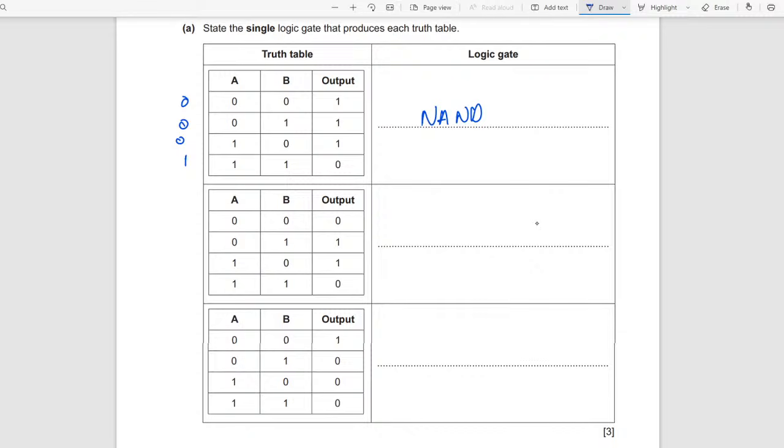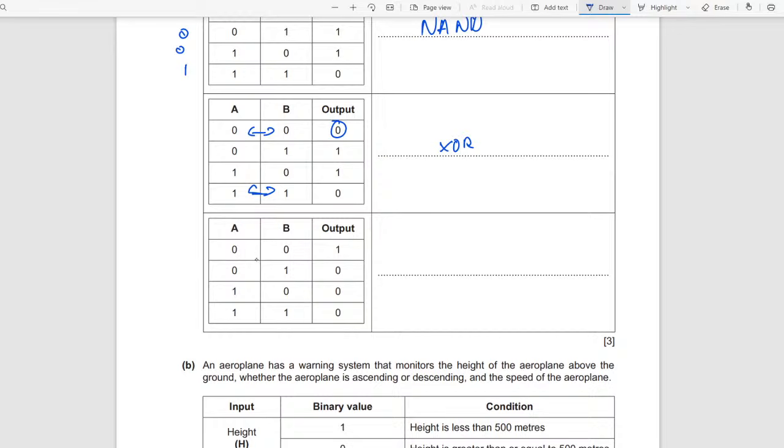Okay, so that is how you can determine that. The next one, let's have a look at this. 0, 0 is 0, 0, 1. So this is the XOR gate, and how I know this is that what I like to remember is the like terms is always 0. So like 1, 1 is always 0, and the unlike is 1. So that's why it is a XOR gate.